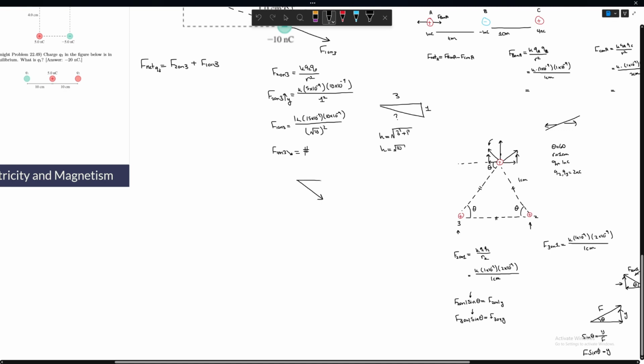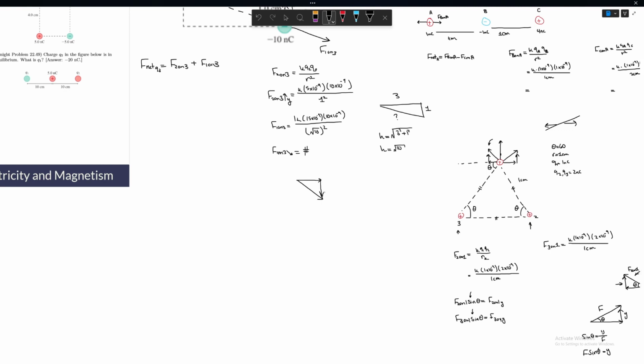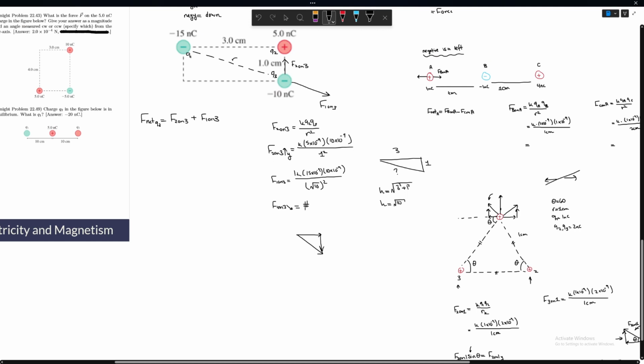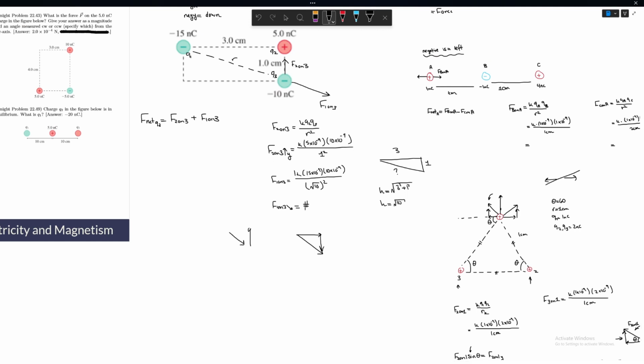I want the x and the y component to it, or else I can't add it to this. I can't add this vector to a vector going upwards. How do I add these? They're not even in the same direction. And so how do you get this? Obviously you've got the force here, 1 on 3.